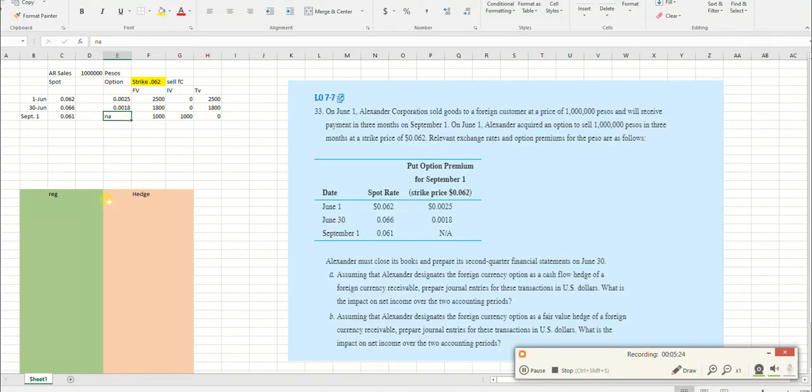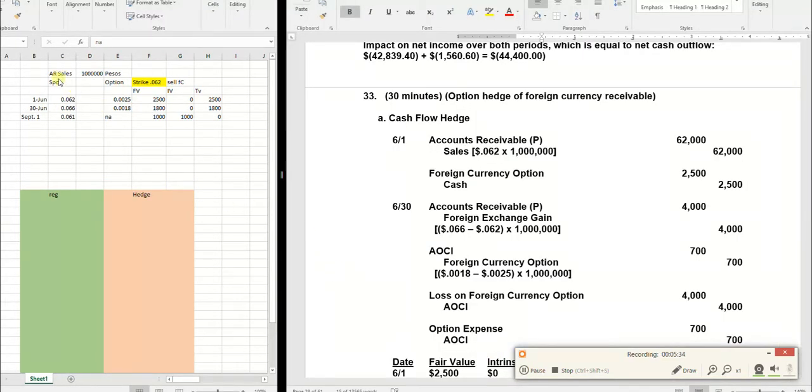I don't need that. All right, so again, have your 2 columns here of regular and hedge, and let's go through this. So let me pause and get the other one up. All right, so again, remember I sold it, so I have accounts receivable sales for 0.0062 times a million.